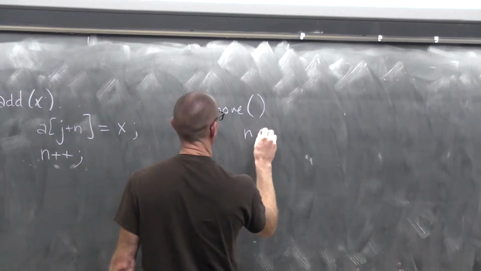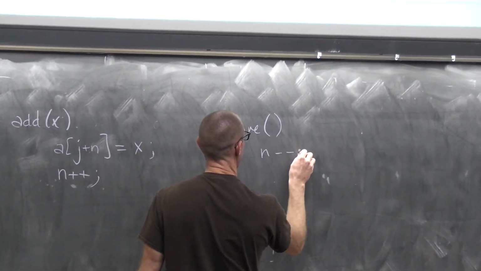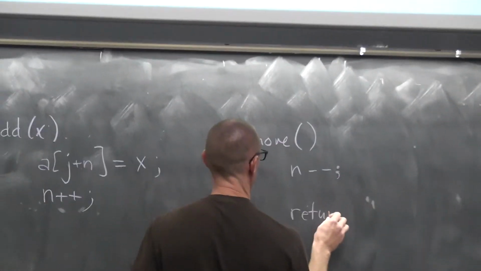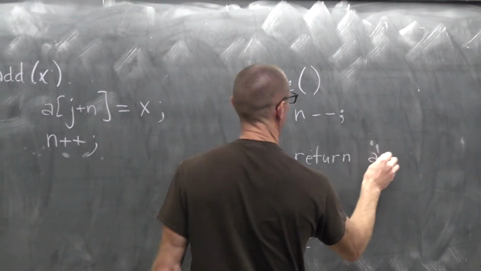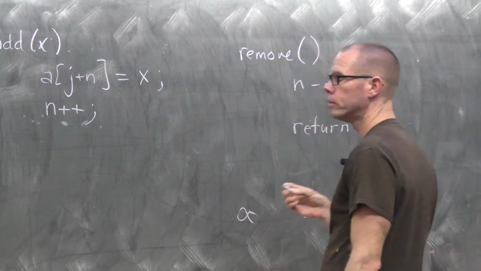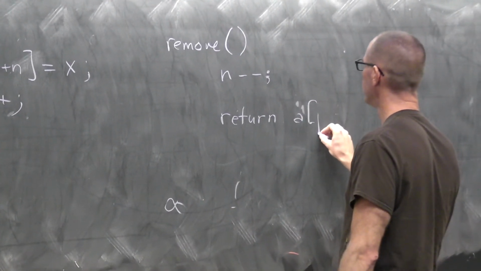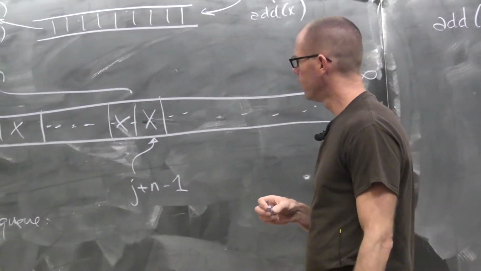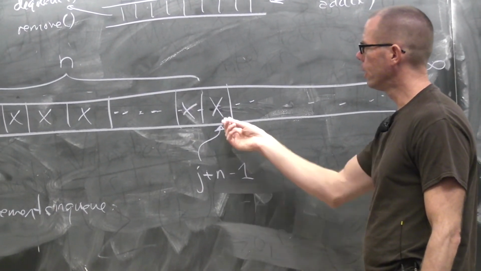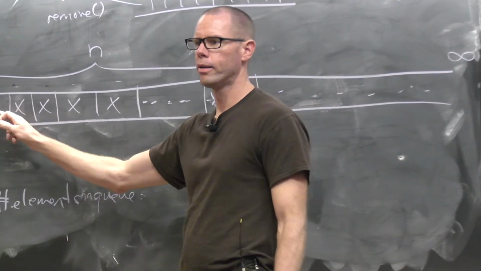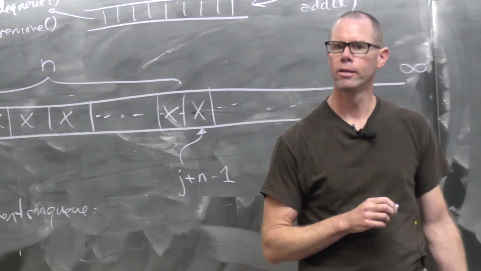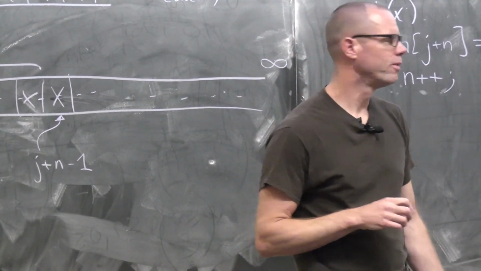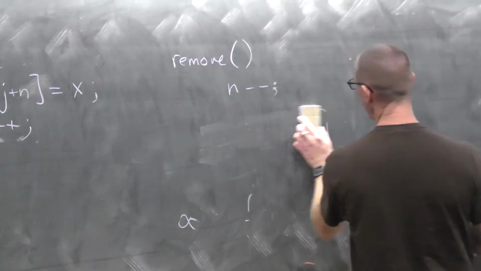Okay. n minus minus is going to be one less element. And you say return A at what? J plus n plus 1. Well, where's J plus n pointing to? Oh, yeah. Oh, we're doing it from the J. We want to remove from over here. Oh, okay. So then. Maybe plus 1 as well.